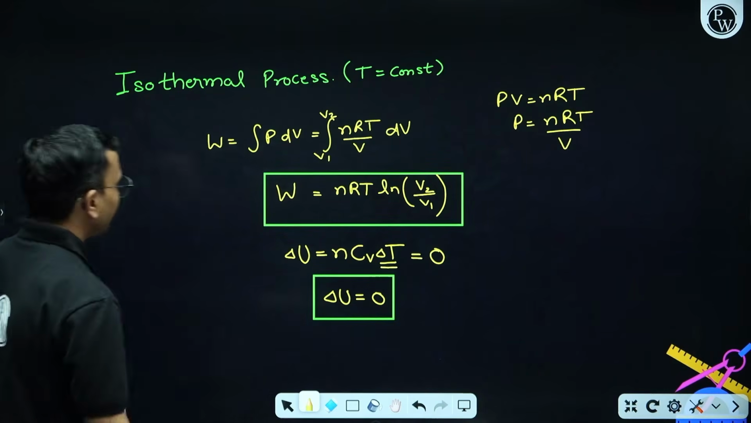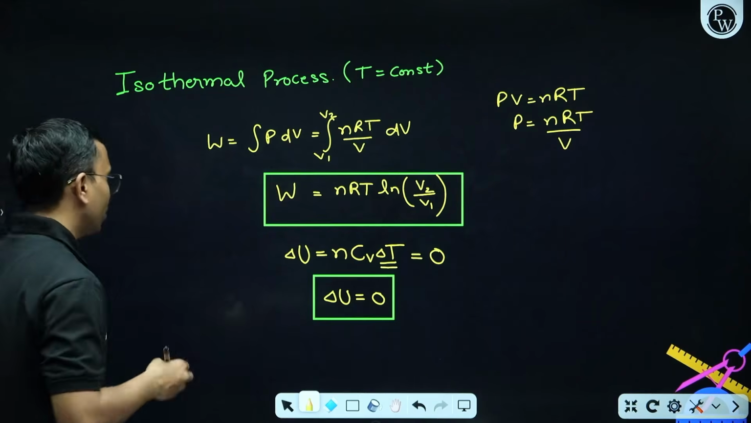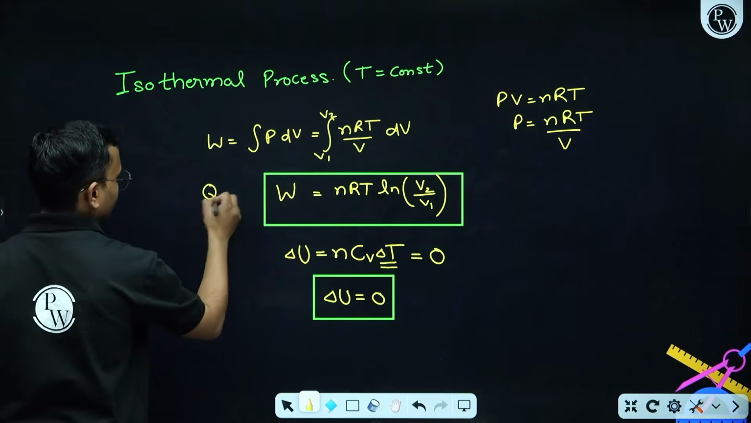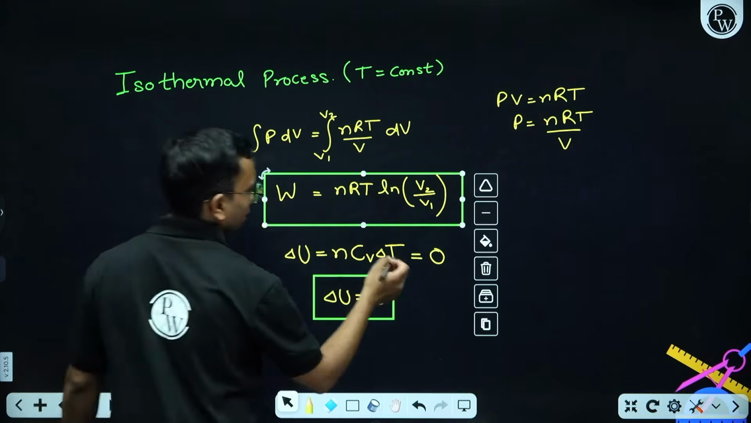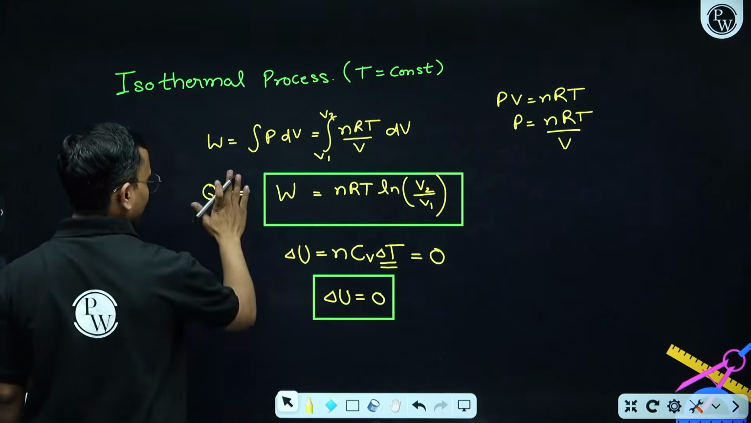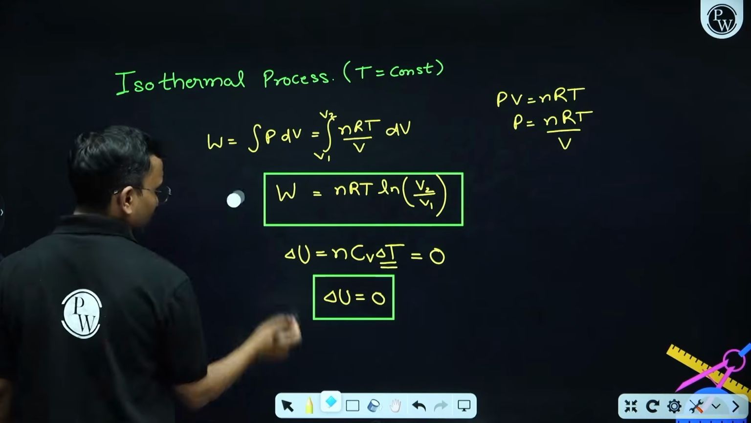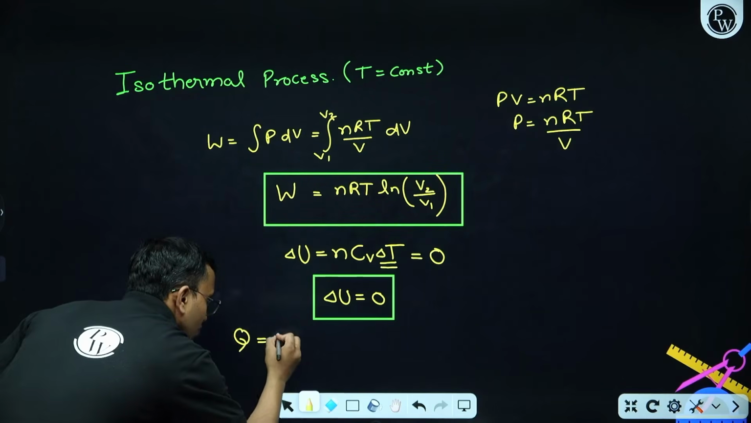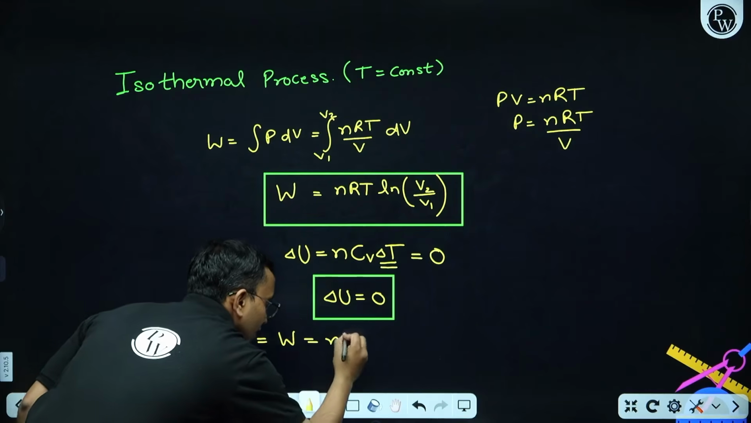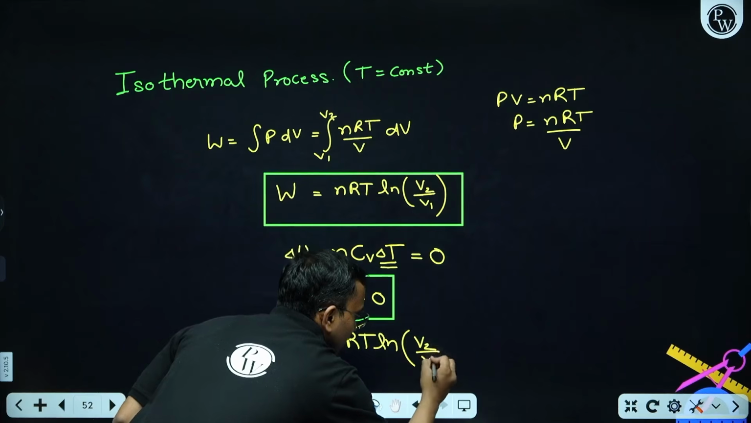Now how much heat will be given? Q is equal to delta U plus W. Delta U is 0, so Q is equal to W. Let me write it again here, otherwise you may get confused. Q is equal to W, and that is nRT ln V2 by V1.